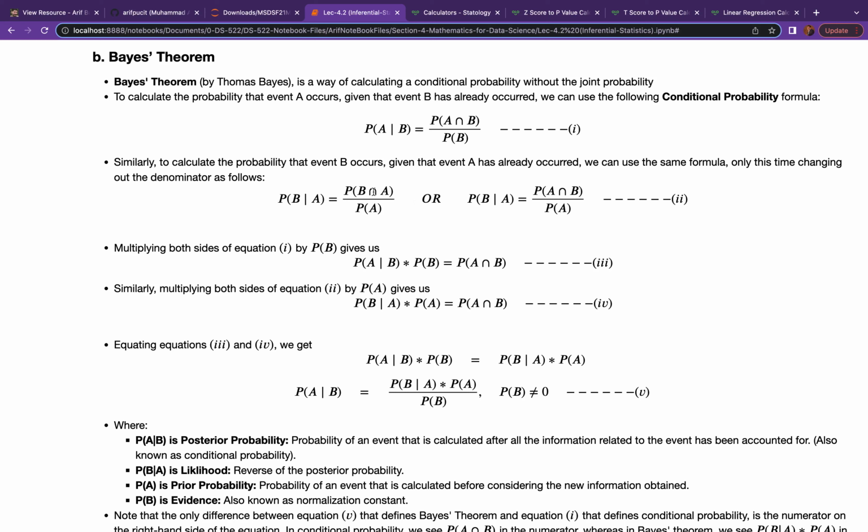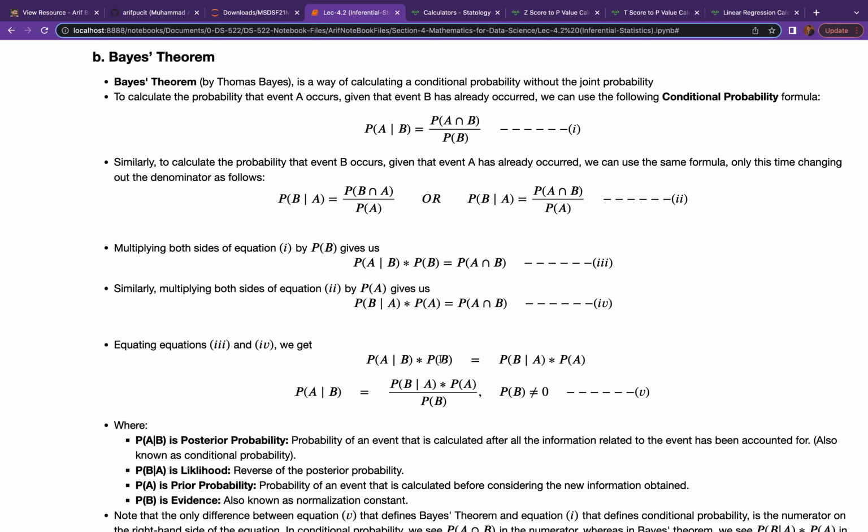And probability of B intersection A naturally can be written as probability of A intersection B. So these are the two equations. We can rewrite these two equations as like this, equation 3 and equation 4. And if we equate equation 3 and equation 4, which are both equal to A intersection B, we can rewrite them like this over here.